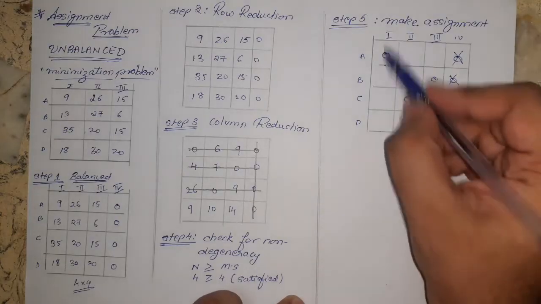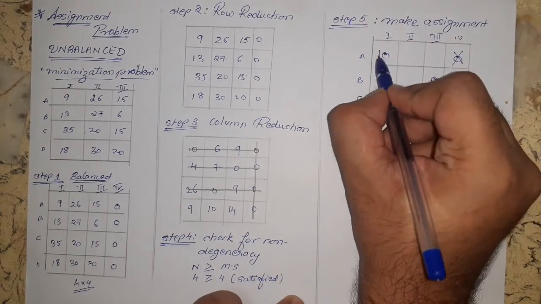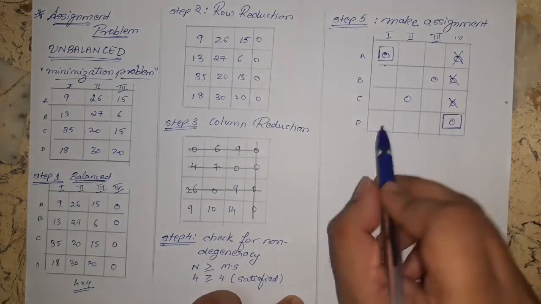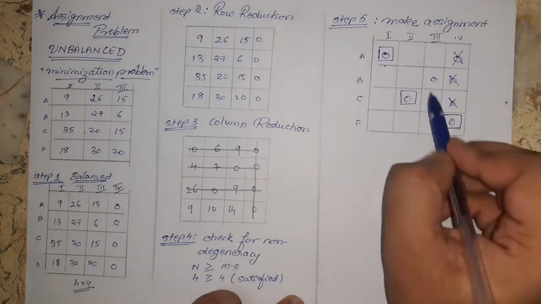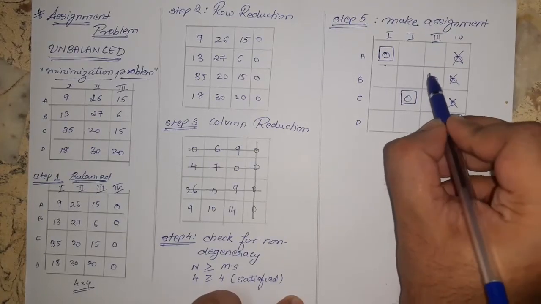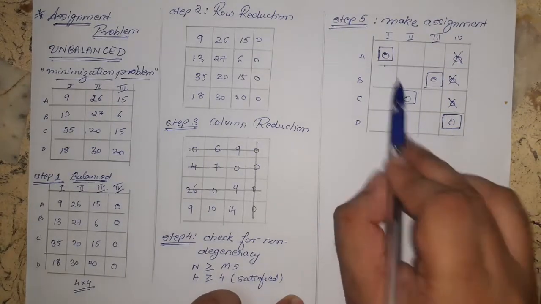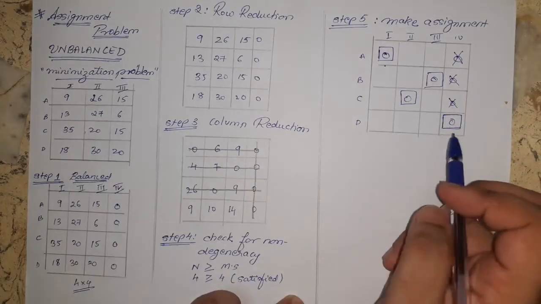Now we go column wise. In the very first column, there's only 1 zero. So yes, that will be assigned. In the second column, there's only 1 zero. That also will be assigned. In the third column, there's again 1 zero, which will be assigned. Eventually, all the 4 rows and columns have been assigned.